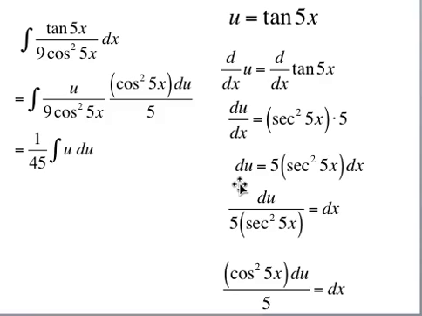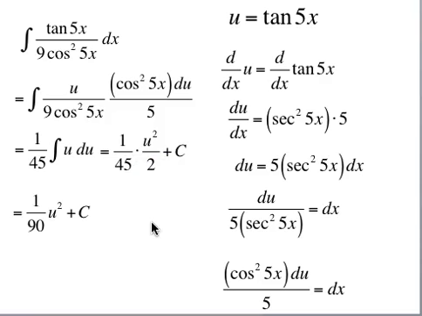Recall we had the 45 in the other strategy. Integral of u to the first is u squared over 2. So we have 1 over 45 times u squared over 2. 45 times 2 is 90. So 1/90th u squared plus c. What is u? Tangent 5x, so tangent squared 5x. And we're able to get this whole problem done on one slide as opposed to several slides that we had for the sine and cosine method. Now the answers don't look exactly the same, but you can show that they're the same using trig identities, and I encourage you to do that.